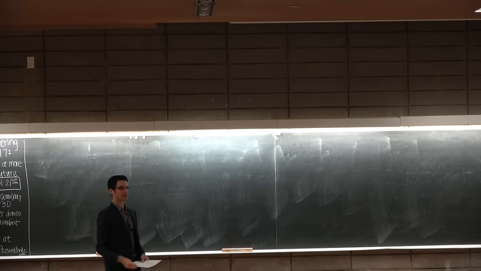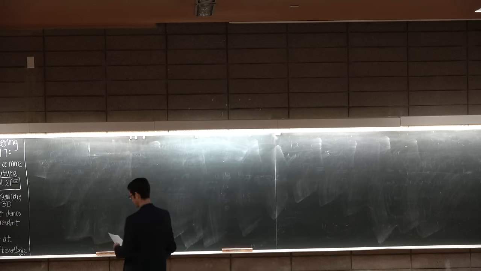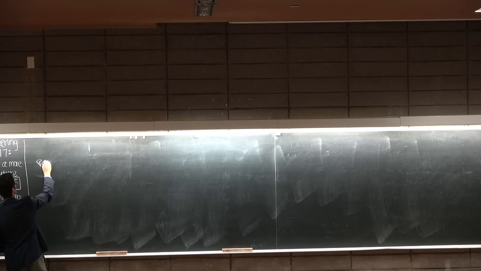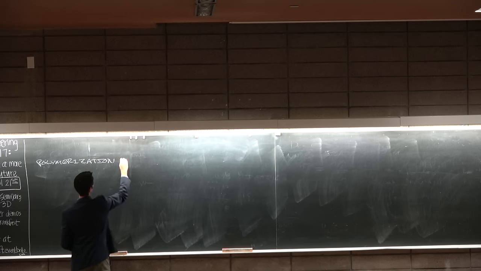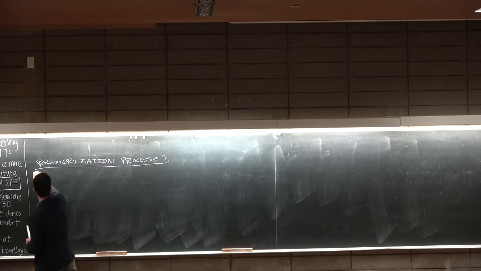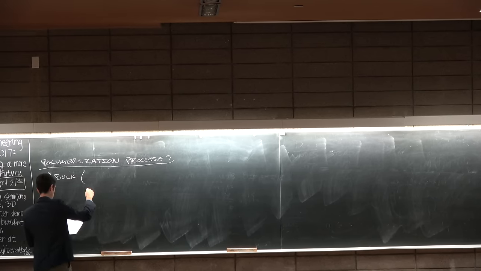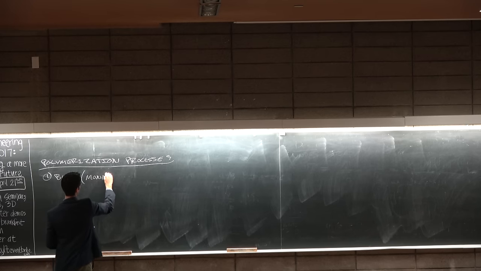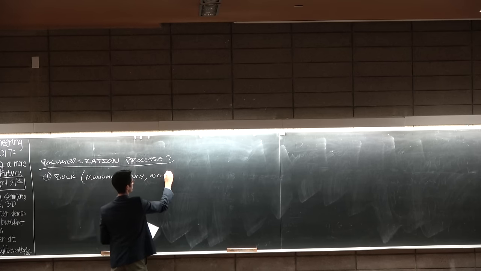Okay, how do we actually do this in a chemical plant or in a lab or in a factory? So, polymerization processes. The first scenario is where we have a bulk process. This is monomers only. No solvent.